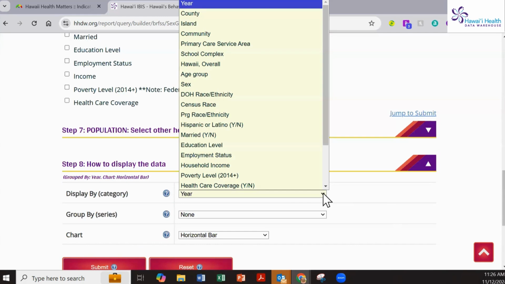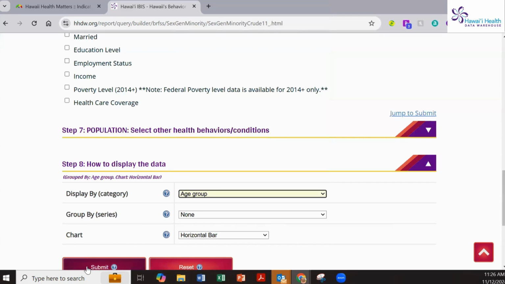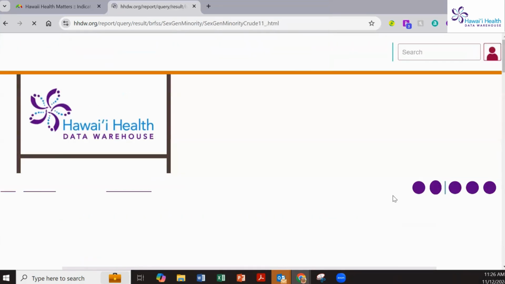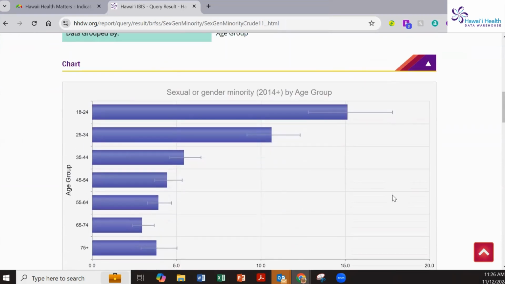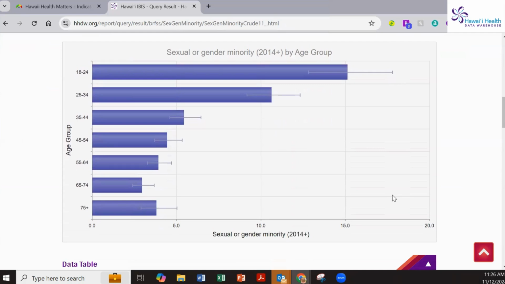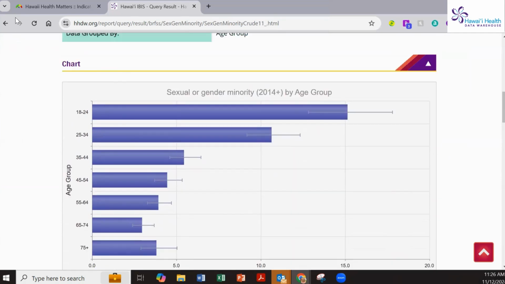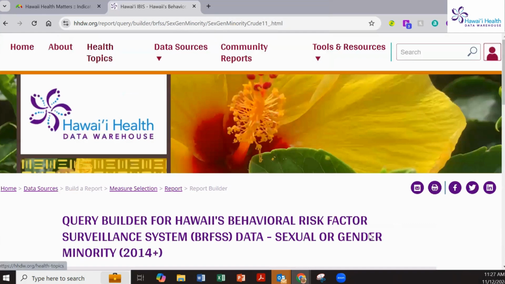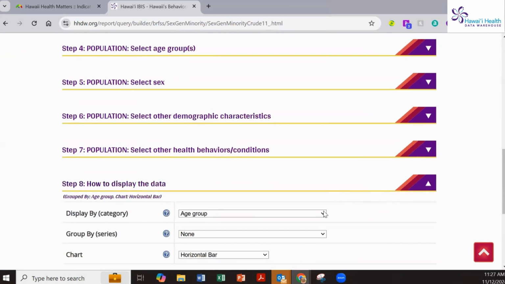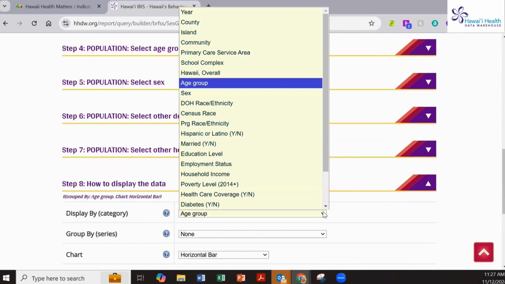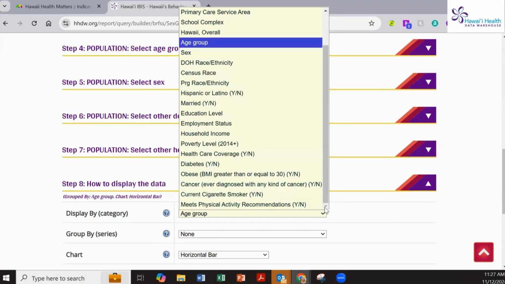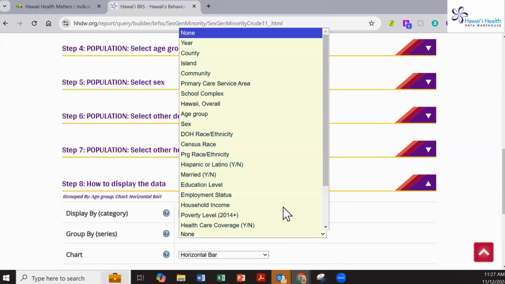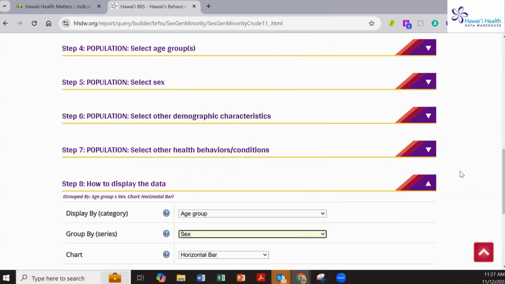So for example, here, let's look at sexual and gender minority by age group. We've seen a little bit of this on Hawaii Health Matters, and we're seeing the same relationship here, that a higher prevalence among our younger adults. But you can also look at the data by any of these demographic characteristics. So if you were interested in race, ethnicity, education, poverty, and even some health outcomes like healthcare coverage, diabetes, current cigarette smoker. So this is a really powerful system. And just to show you one more thing it can do, it can actually look at two dimensions at the same time.